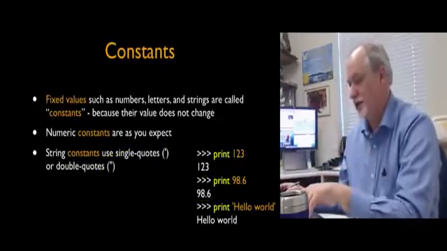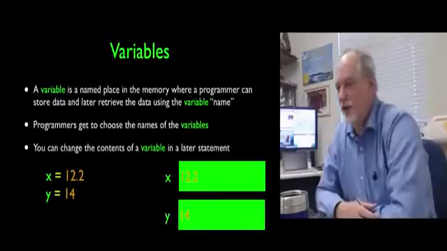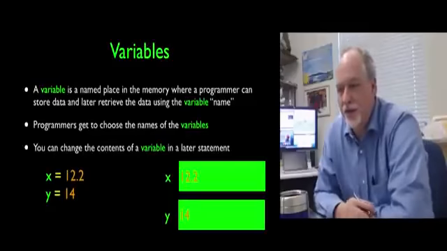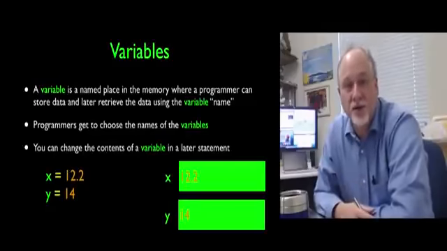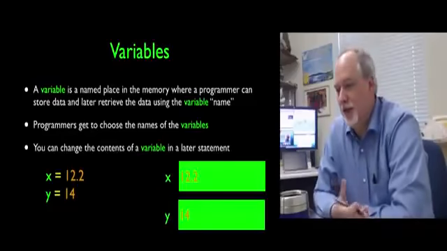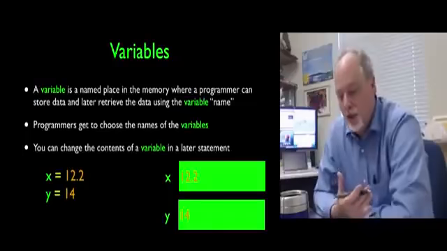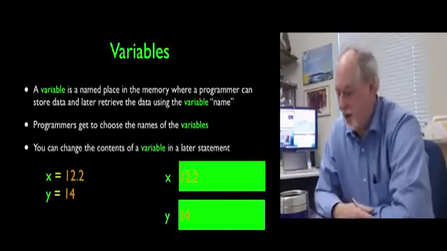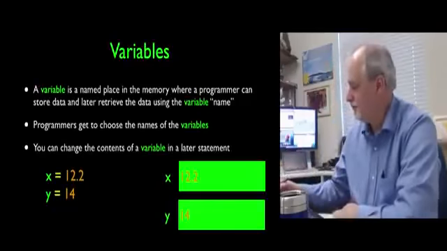Programs work with numbers and work with strings, and we have these non-varying values that we call constants. The other side of the picture is the variable. The way I like to characterize a variable is that it's a place in the memory of the computer. We give it a name as a programmer. We pick the variable name. Here I'm saying x equals 12.2 and y equals 14. I am choosing the name and I'm choosing what to put in there. This is a statement called an assignment statement.